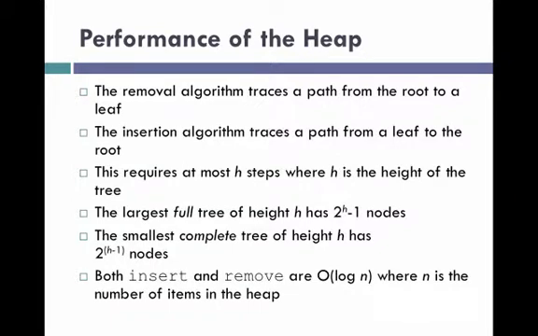Now, the removal algorithm traces a path from the root to a leaf, and the insertion algorithm traces a path from the leaf to the root. So we'll have at most h steps, where h is the height of the tree, and the largest full tree of height h has 2^h - 1 nodes. So the smallest complete tree of height h has 2^(h-1) nodes. Both insert and remove are order log n, where n is the number of items in the heap.